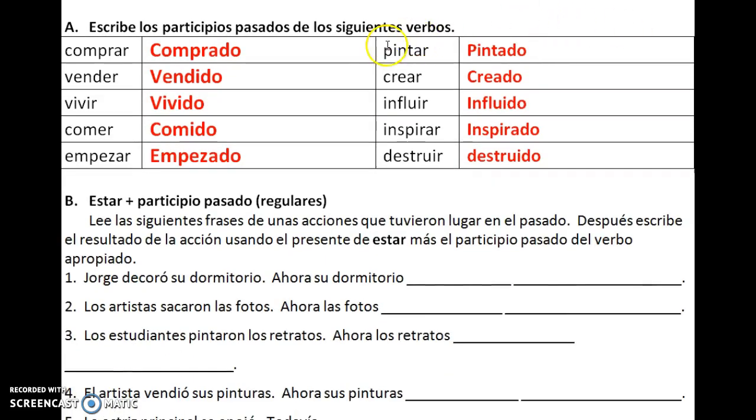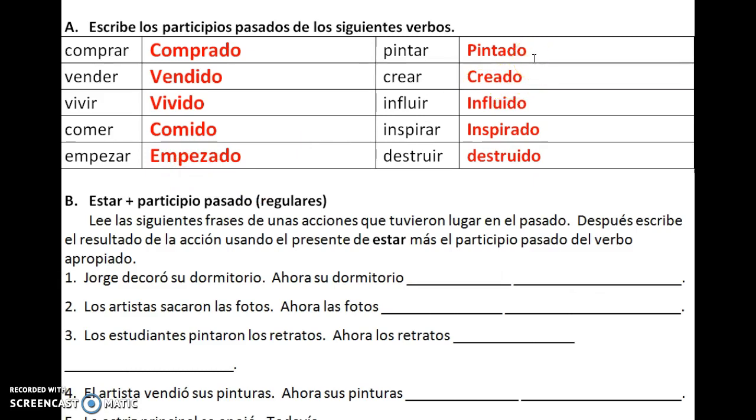Comprar, to buy, in the past participle form would be comprado, because you're just adding ado to the end of it. Vender, to sell, becomes vendido, which would mean sold. The car is sold, or the car was sold. Vivir becomes vivido. Comer, comido. Empezar, empezado. You might have noticed that a stem changing verb like empezar does not need to stem change when you make it into the past participle.